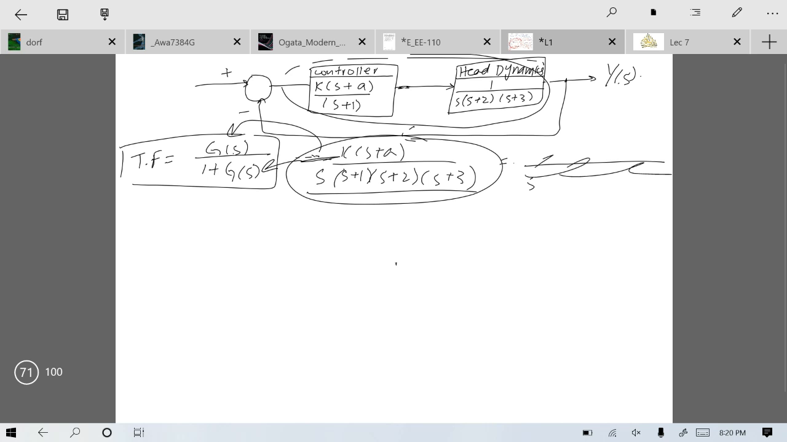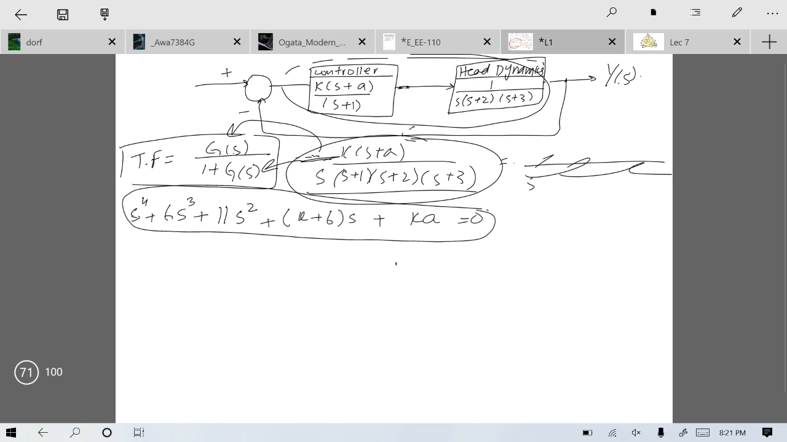you will find the characteristic equation, which I am writing directly: s^4 + 6s^3 + 11s^2 + (k + 6)s + ka = 0. This is the characteristic equation of this system. Now let's try to make a Routh array of this characteristic equation.